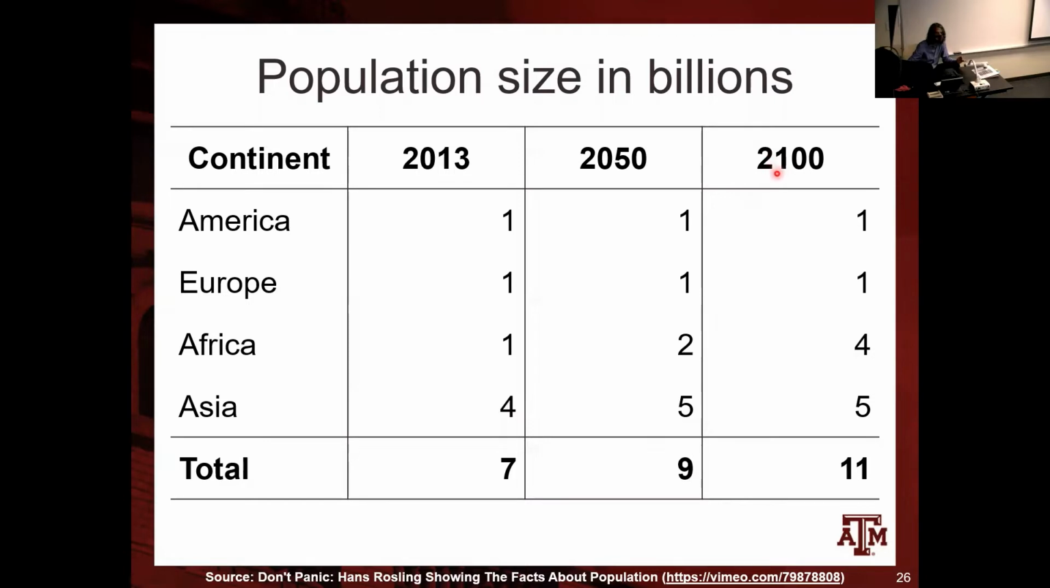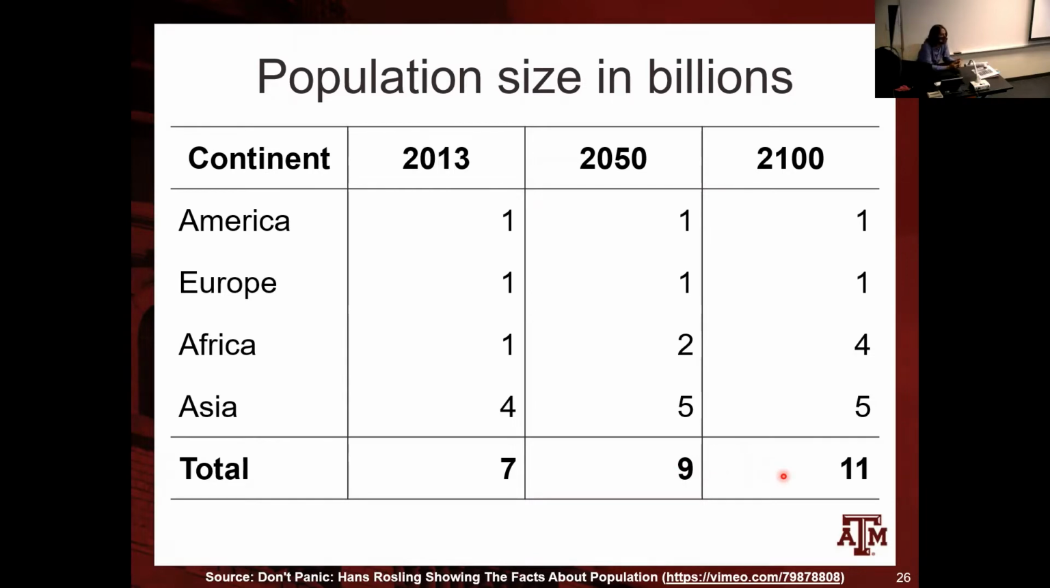And then by 2100, the American continent kind of stays the same, the European continent the same, and the Asian continent the same, because then the fertility level in Asia is going to be much lower, and children being born are just replacing the older population. But what happens to the African continent that still has high fertility? It will double in size again, now from 2 to 4. And the population will increase from 9 to 11 billion.